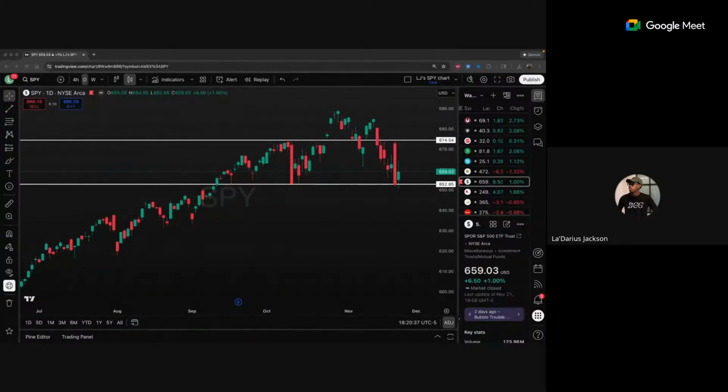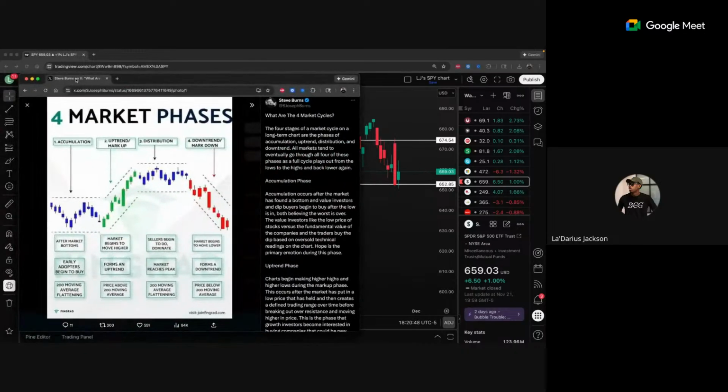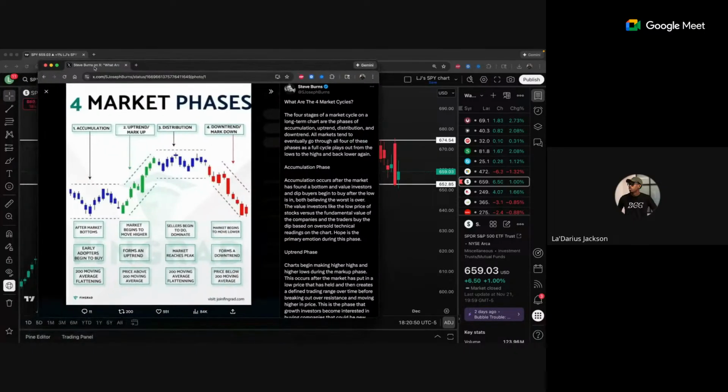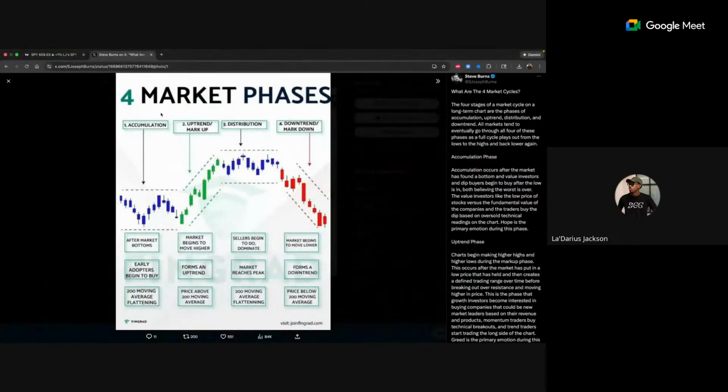Let me get an image. Where's that image? I like this one. I think this is one. Yeah, this is the one I used last time. Let me pull it up here. Boom. Drag it over here. All right, so 4 phases of the market.